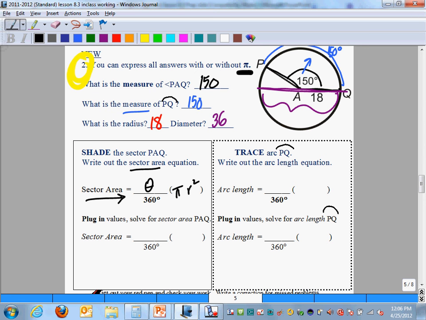Okay, take a look up here. Theta over 360 times pi r squared. Now we're going to circle, plug, chug. Ready? Our theta, circle, 150. Here is pi. I bring down pi. My radius, 18.